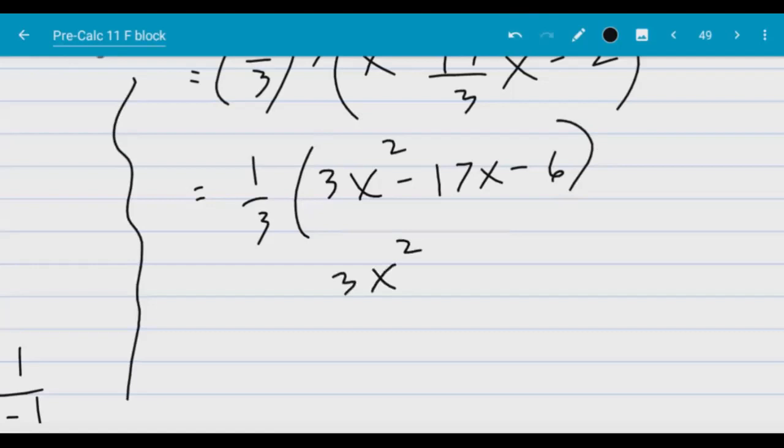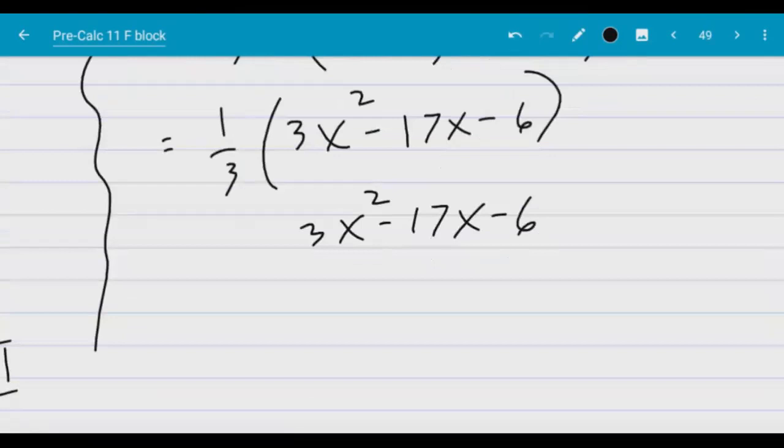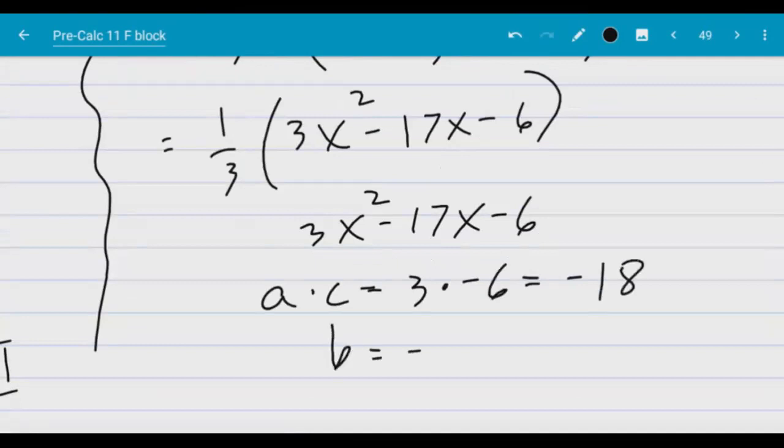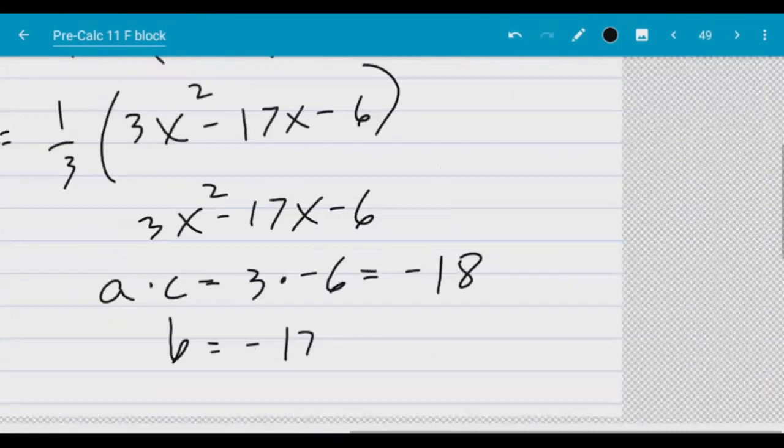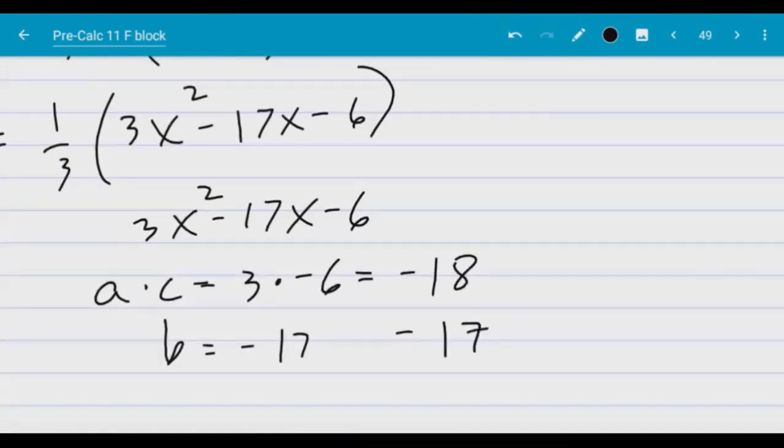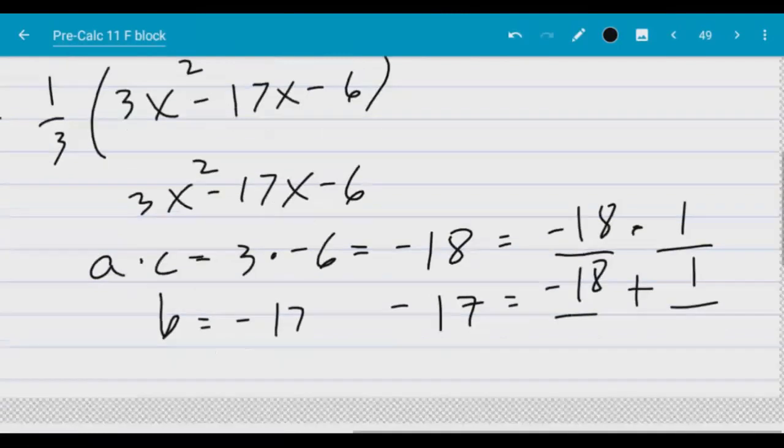The factors of 3x squared minus 17x minus 6 can be figured out by doing a times c. The a value is 3, the c value is negative 6, which gives us negative 18. The b value is negative 17. Therefore, what two numbers multiply to negative 18 and add to negative 17? All right, that's pretty easy. I think that would be negative 18 and 1, and you can check it if you like. What happens next?